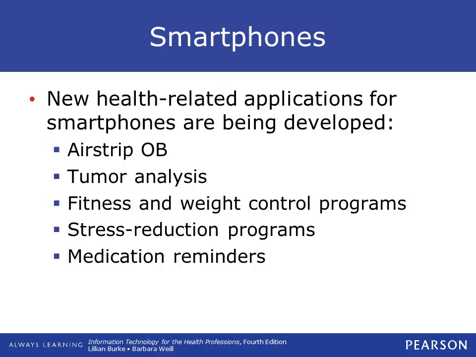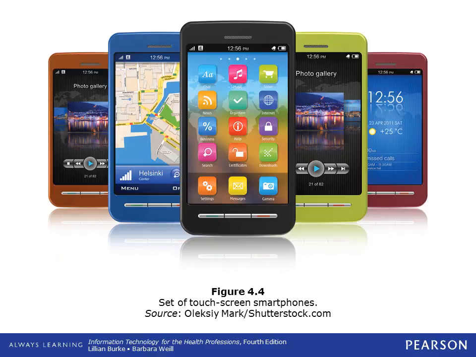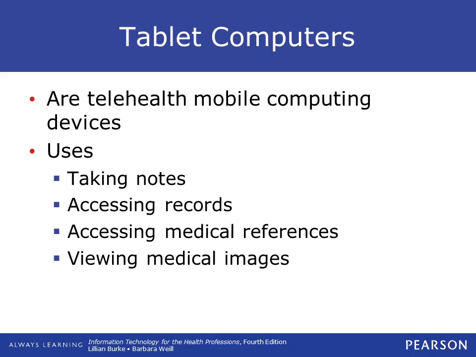Smartphones, we already know. Those of us who have smartphones, you can just about do anything. You can download stress reduction programs, fitness and weight control programs. You can do medication reminders. There's so much to do with these smartphones. I put you a list in figure 4.4 of smartphones. They're all pretty much touch screen now, of course.